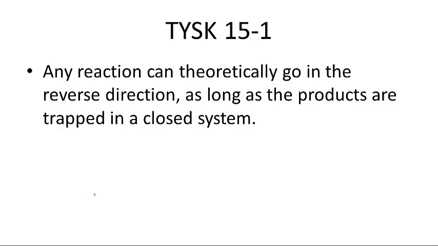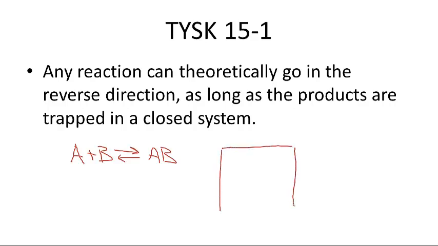So any reaction can theoretically go in the reverse direction as long as the products are trapped in a closed system. What that's saying is, if I'm reacting A and B, and I'm making AB, well, at the same time as that's happening, AB can react to make A plus B. Closed system means exactly what it sounds like. It's not open to the environment. So A and B can react and make AB, but then AB can react and make A and B. So it's going back and forth.